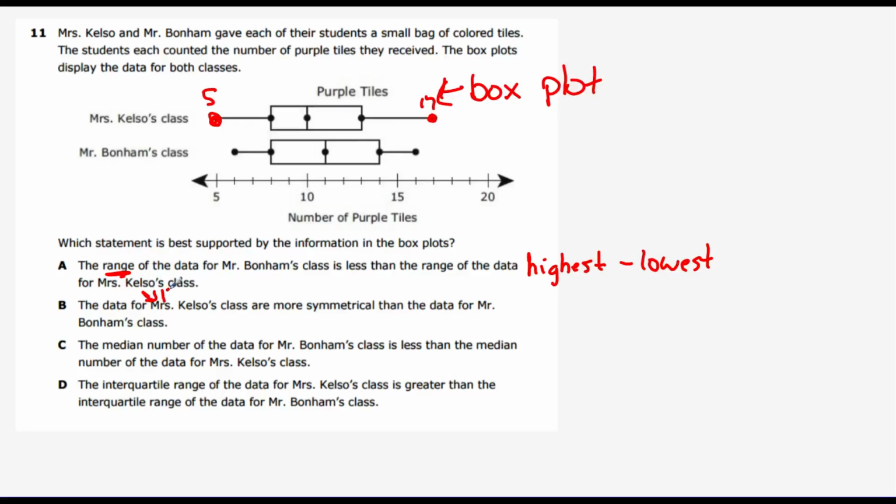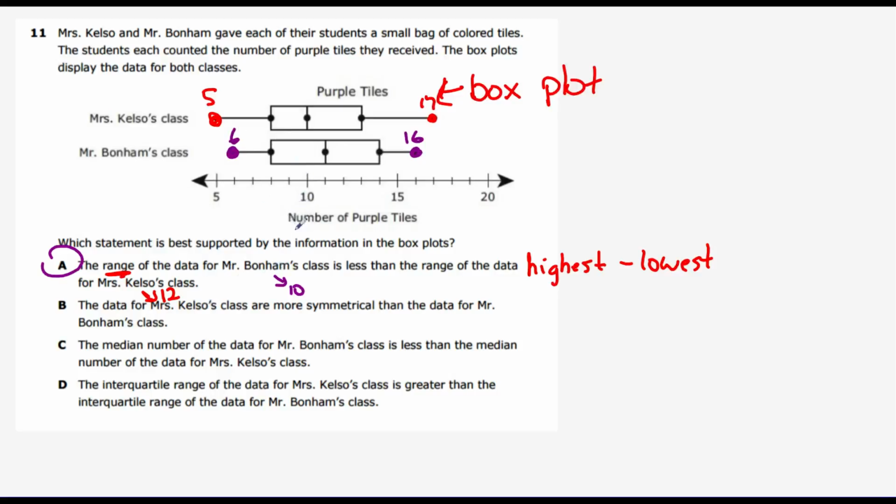So for Miss Kelso it is 12, and for this other guy, Mr. Bonham, it is between 6 and 16, which is 10. So it wants to know, is the range for this, 10, less than the range for Miss Kelso's 12? And the answer is, it is. 10 is definitely less than 12. Okay, so even if you just knew what range meant, and you could use a little bit of common sense to figure out that points on a number line represent numbers, right? You could have gotten this one right.